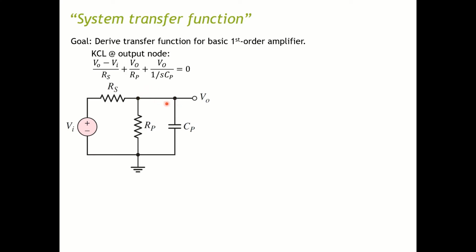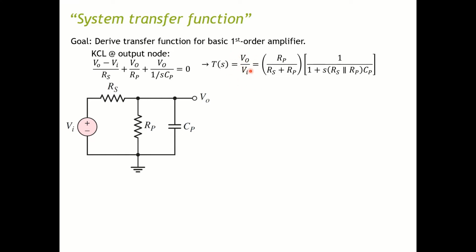So what we do to analyze is, at the output node, we apply Kirchhoff's current law. Okay, so we can have this equation here. Let's do some magical arrangement. You move everything on one side, VO on one side, VI on another side. You can divide the whole term by each other. So then finally you can have the terms of VO over VI.